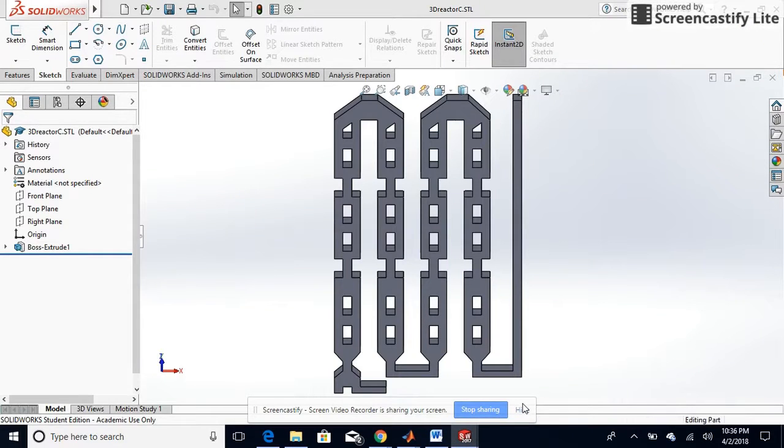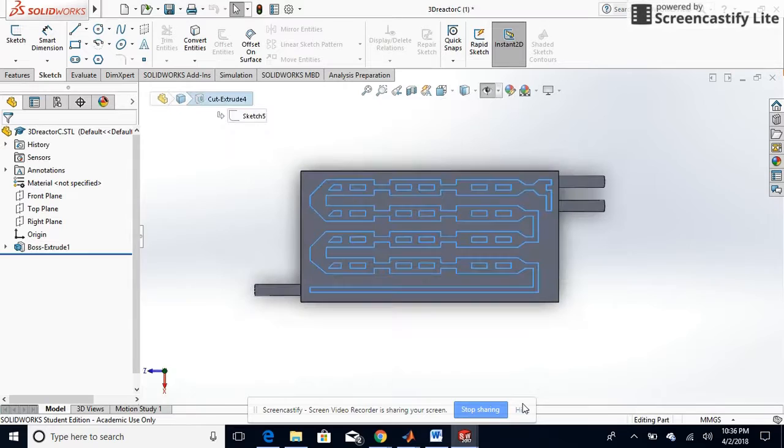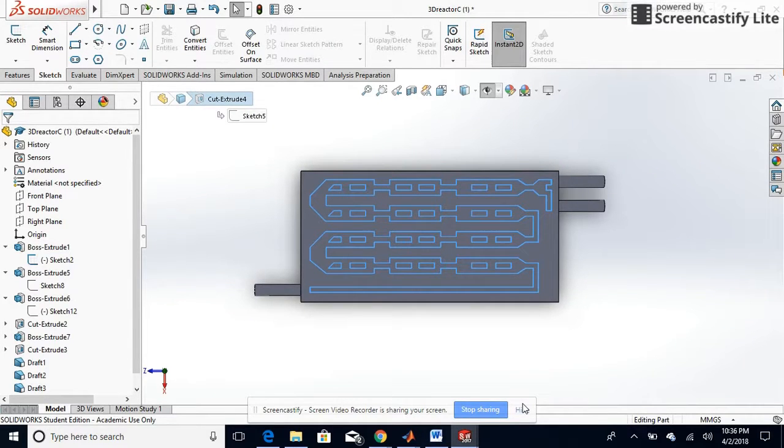So I'll be discussing the process behind the design of one of our best reactors in SolidWorks and evaluating it in COMSOL.